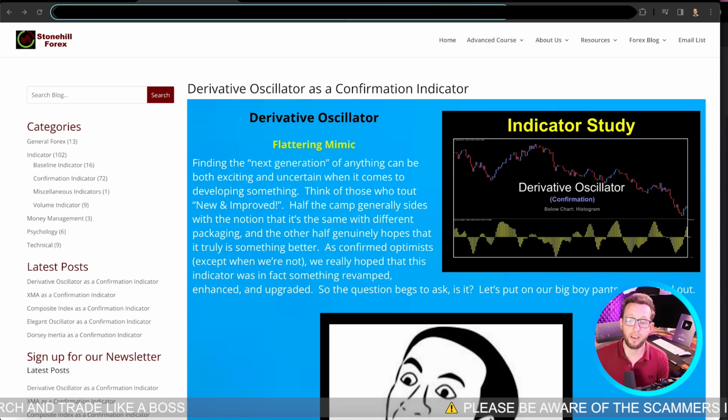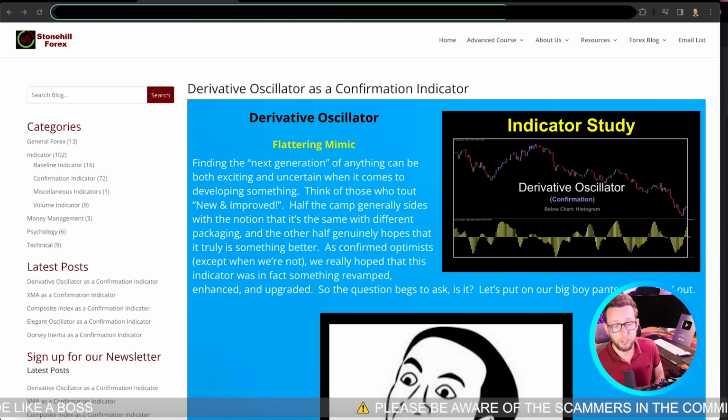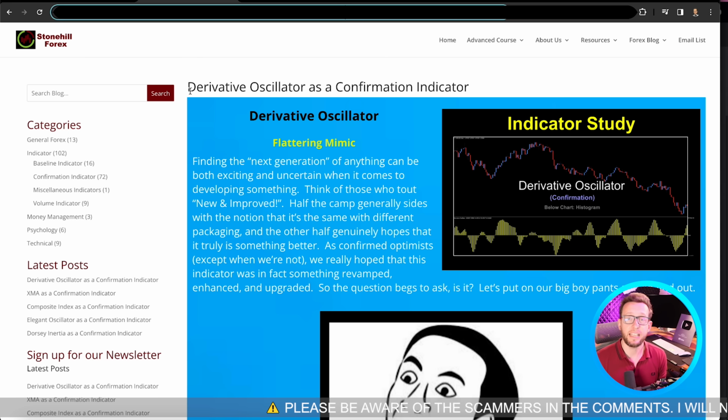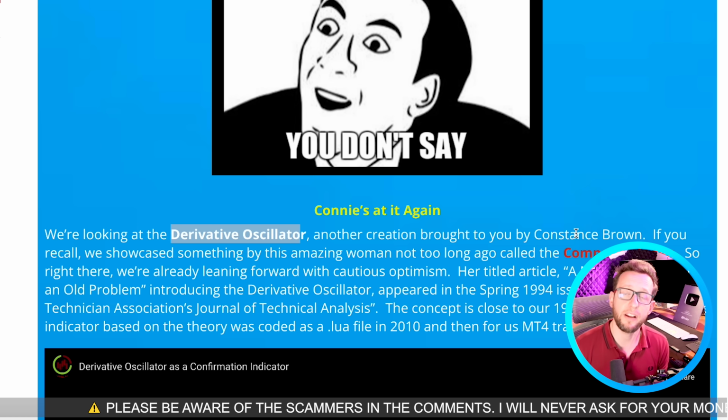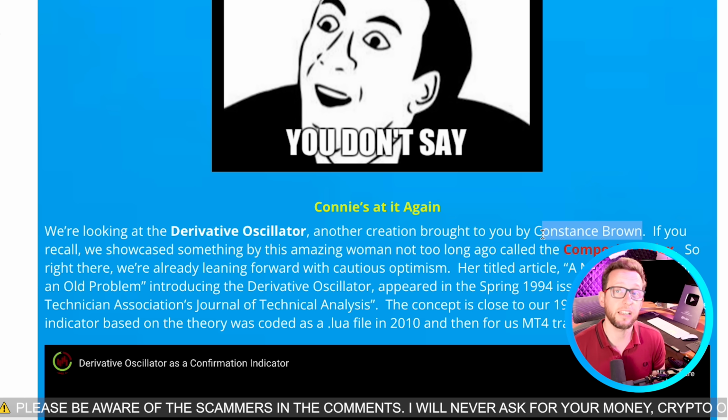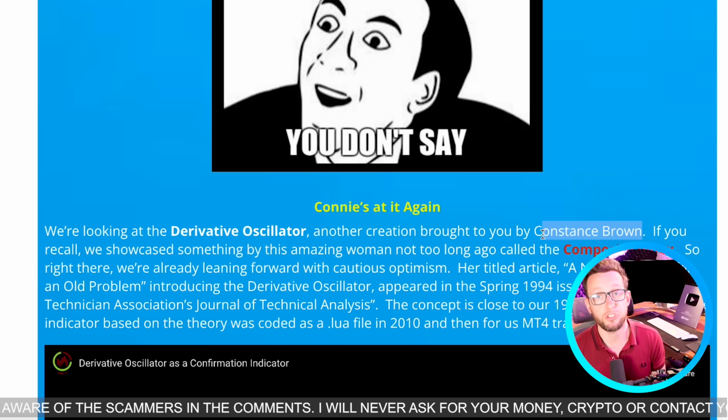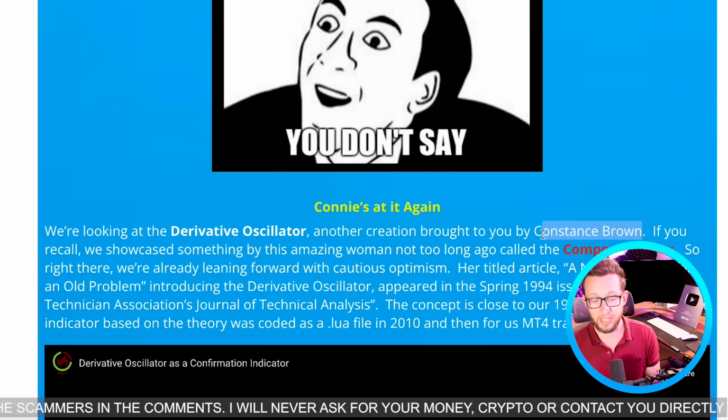Right, let's get over to that screen and check this indicator. Okay, here we are on my screen, giving credit where credit is due. The indicator that we're going to be looking at today is the derivatives oscillator. It's by a lady called Constance Brown. Apparently, this is her second indicator, and the first one was extremely good. So we're going to be looking at this indicator.